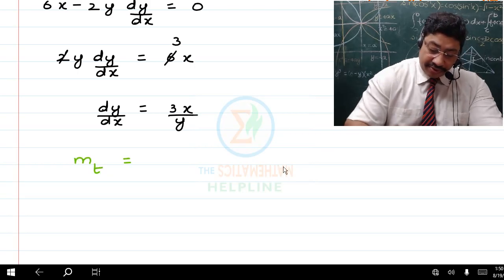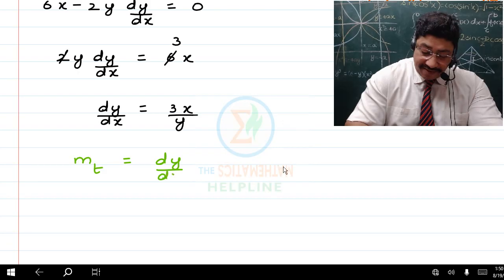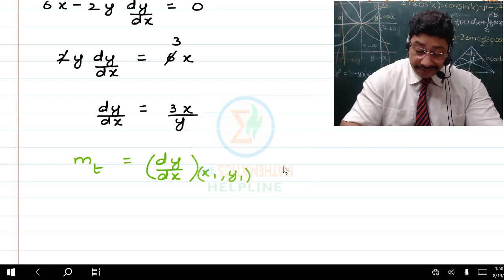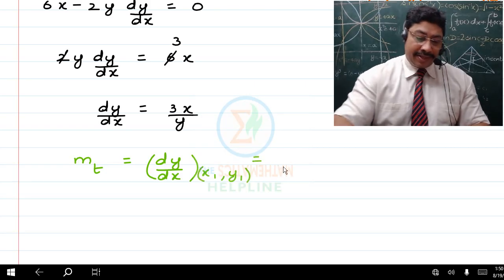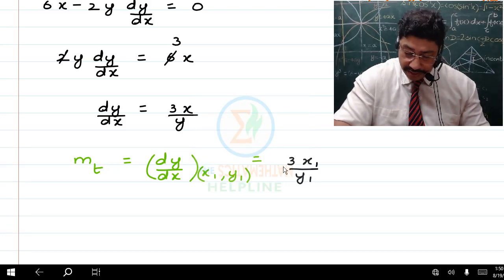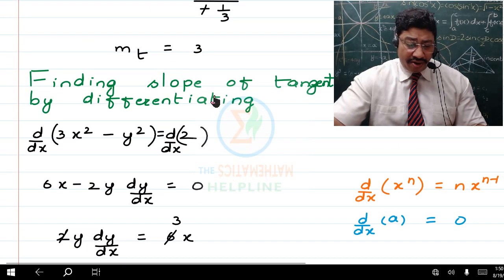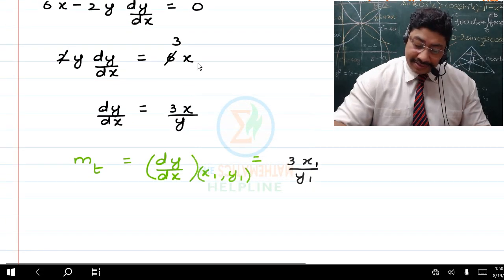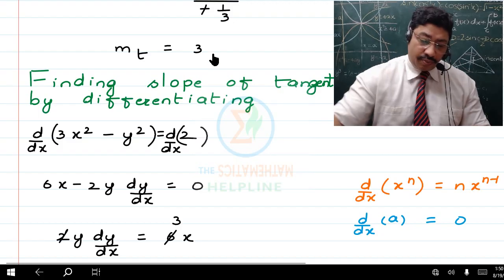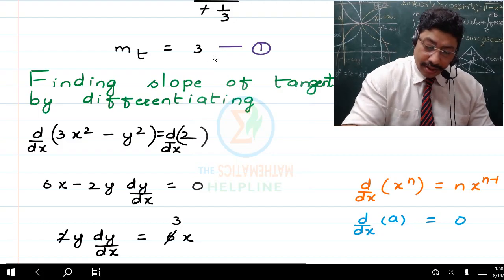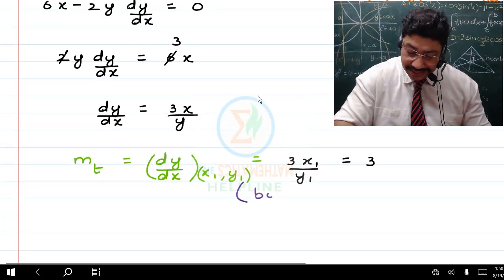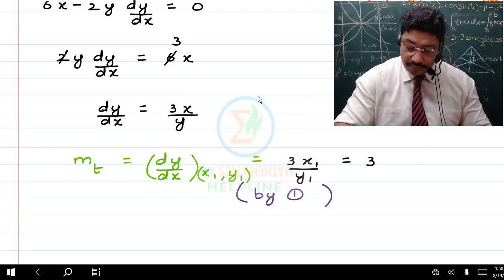And now we can say that if we talk about the slope of the tangent, then the slope of the tangent can be written by writing in dy upon dx in place of x, x1, and in place of y, y1, because it is the slope at the point x1 comma y1, and thus in this case this is going to become equal to 3x1 upon y1. Now children, remember that this we've already found out to be how much? 3, right? Thus the slope of the tangent is also equal to 3, and here we can mark this to be say some equation number 1, right? So we are doing this by the knowledge that we have of equation number 1, right?